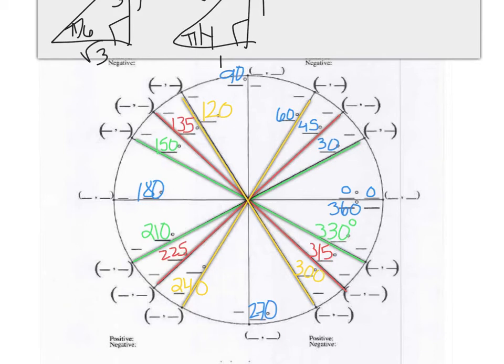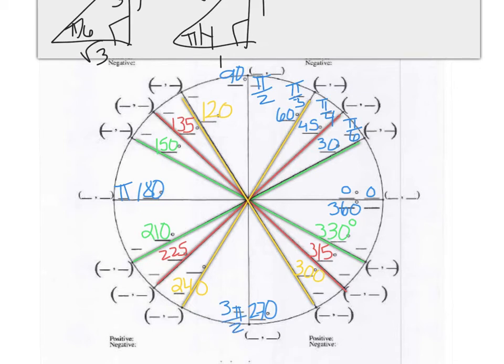Now we have to do the radians. Okay, so 0 radians, 30 degrees is pi over 6, 45 is pi over 4, and 60 is pi over 3. Sorry, I meant to do 180 is pi, 90 is pi over 2, and 270 is 3 pi over 2.